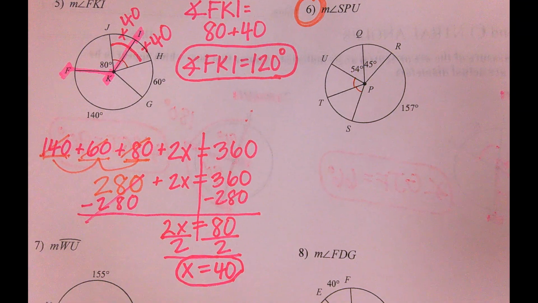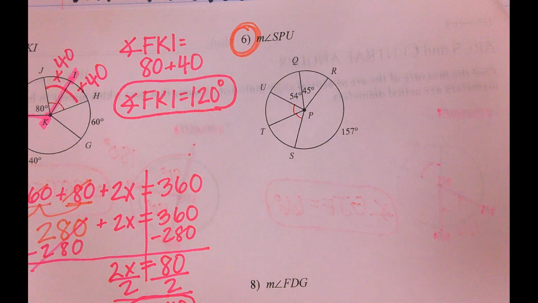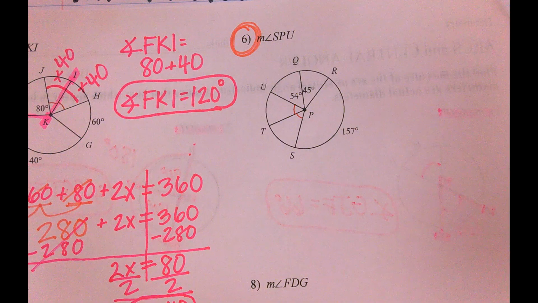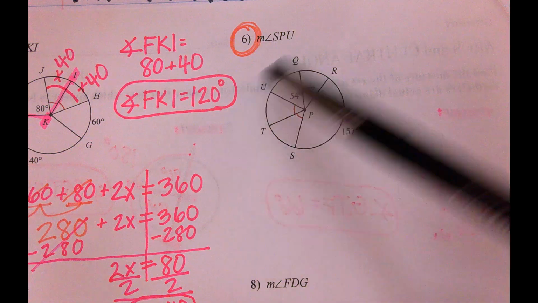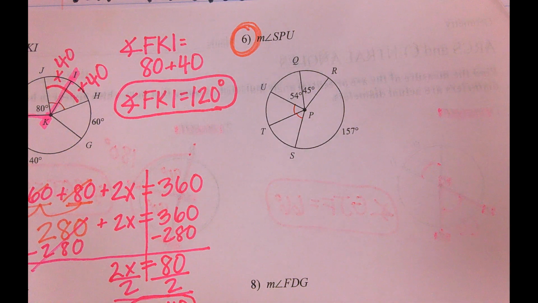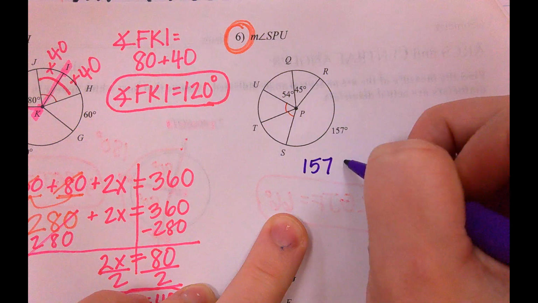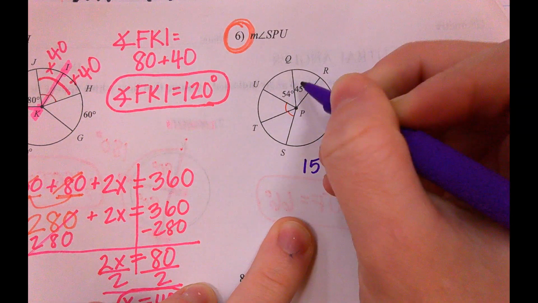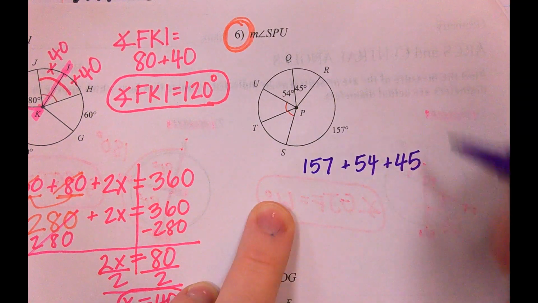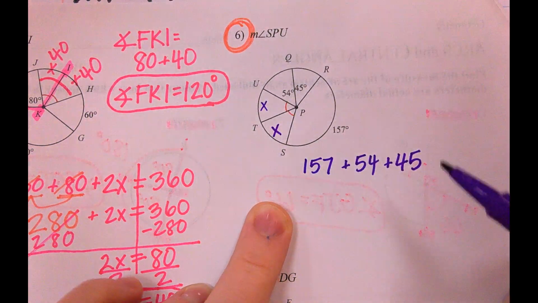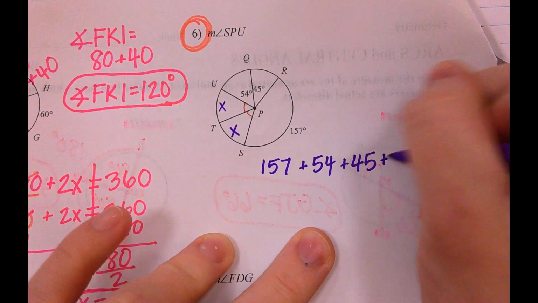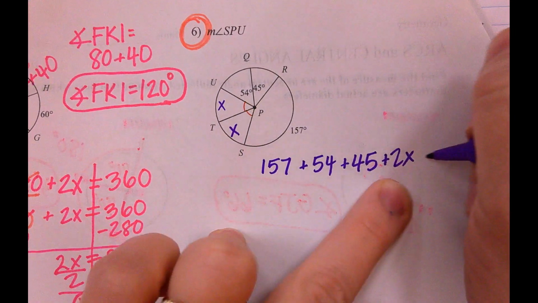Start. Okay, so looking at number 6. Can somebody tell me how they did it? You added them all together. So did you write an equation? Okay, tell me what equation you wrote. I put 157 plus 54 plus 54 plus 45 plus 45 plus 2x. Ah, so you called this one x and this one x. Yes. So we put them together plus 2x equals 360. Good.